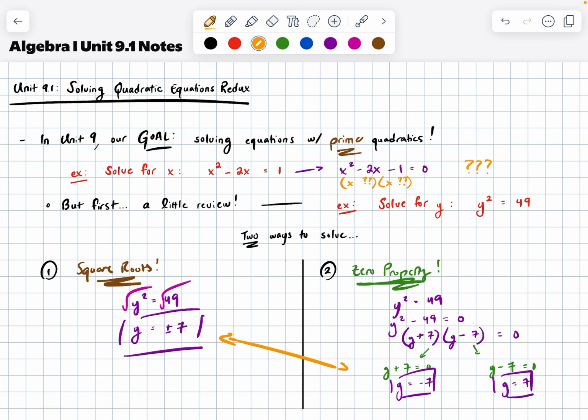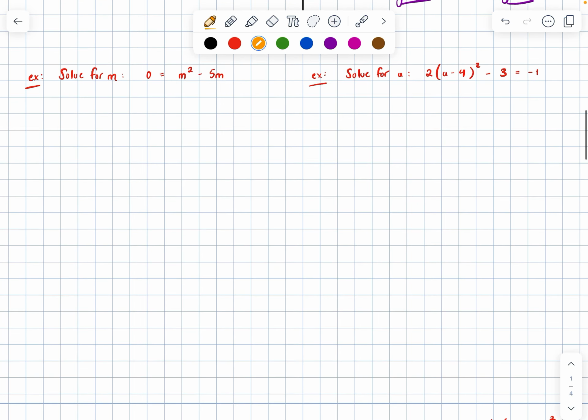Cool! Let's do a little bit of practice with this. I've got two equations here for you to solve using either factoring or the zero property, right? It's up to you to figure out which one in context makes more sense.